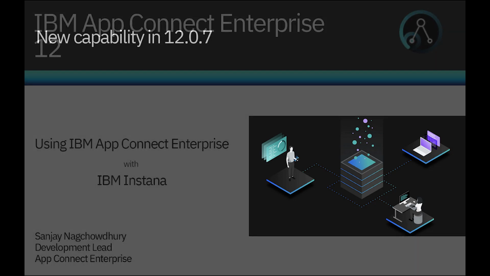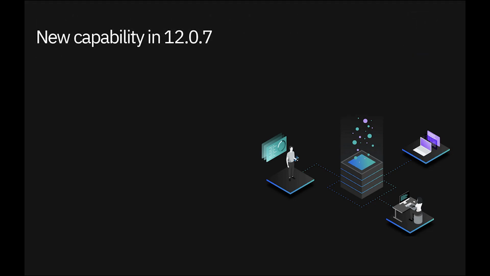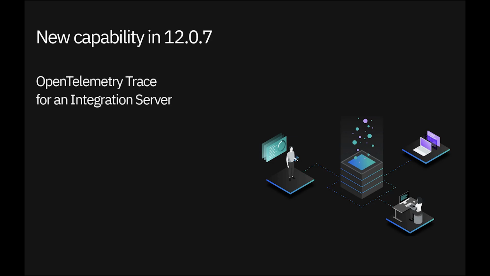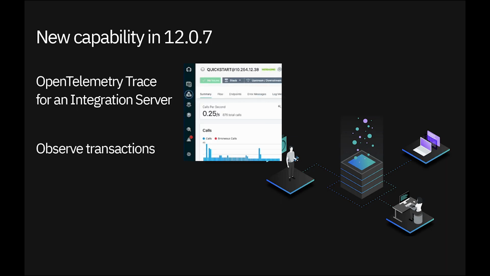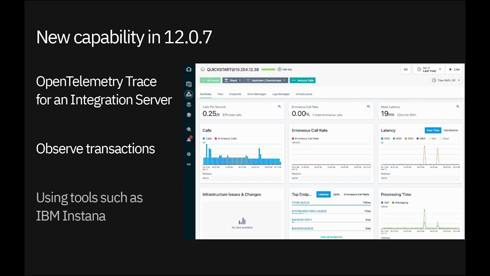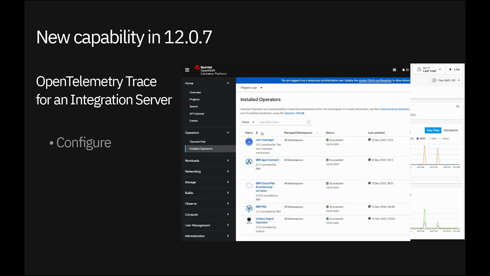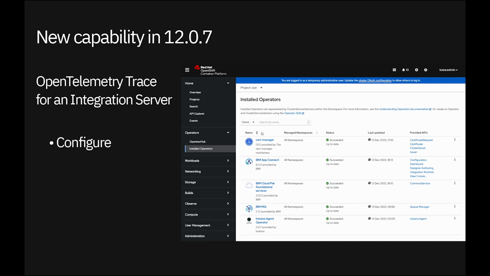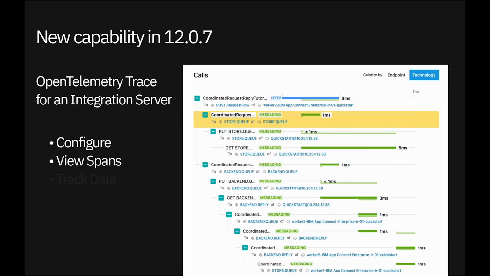In this video, I will demonstrate the new capability added in 12.0.7 which supports OpenTelemetry trace for an integration server, so that you can observe transactions in your integration solution using tools like IBM Instana. I will show how it can be configured in the integration runtime of an ACE operator in a Red Hat OpenShift cluster, and then view spans in IBM Instana. This feature enables you to track data as it passes between multiple applications.